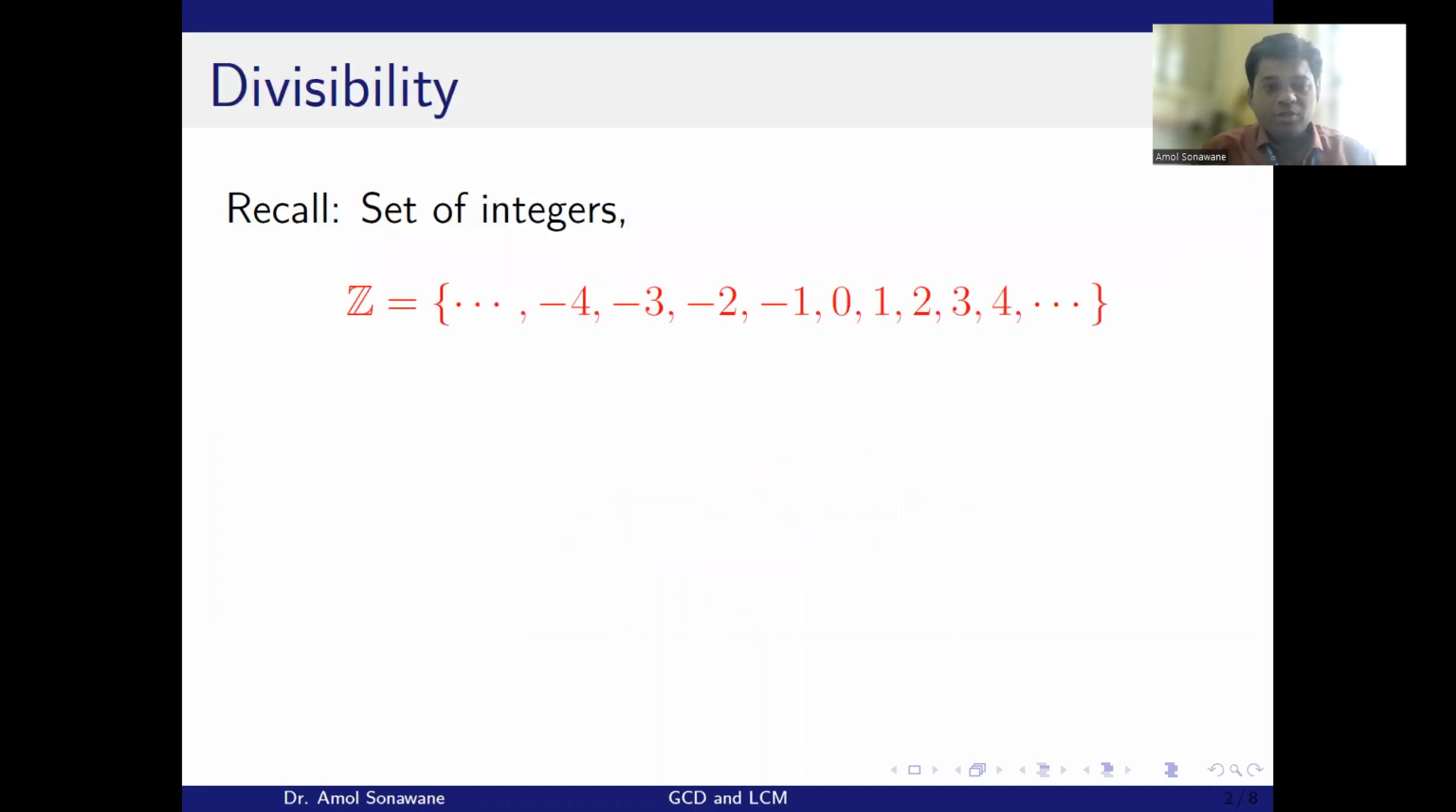Recall that the set of integers is denoted by Z and it contains numbers 0, 1, 2, 3, 4, 5 and so on, -1, -2, -3, -4 and so on.